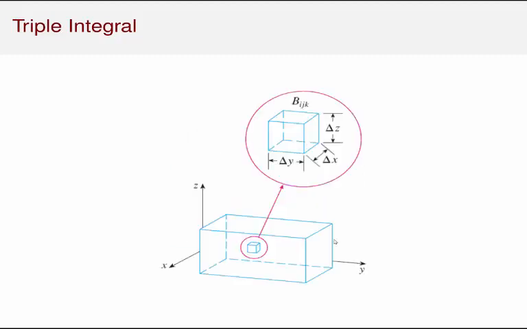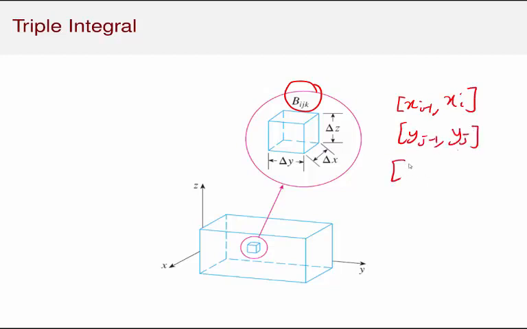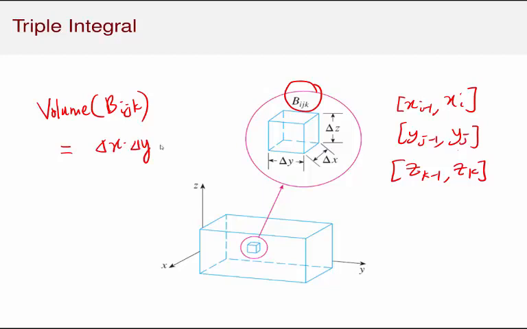Notice that we can represent one of these boxes by B sub ijk, where the indices ijk come from the intervals x sub i minus 1 to x sub i, y sub j minus 1 to y sub j, and z sub k minus 1 to z sub k. In other words, these are the intervals that give us the rectangular box B sub ijk. Now the dimensions of this box are delta x, delta y, and delta z. So the volume of B sub ijk is just the product of its dimensions, namely delta x times delta y times delta z.